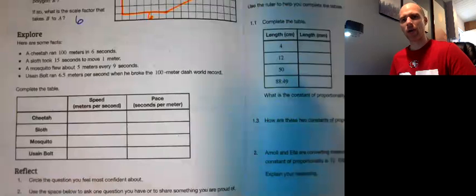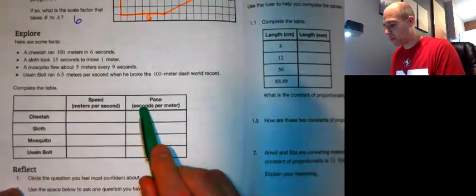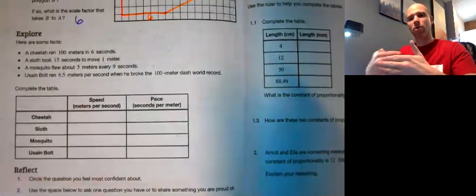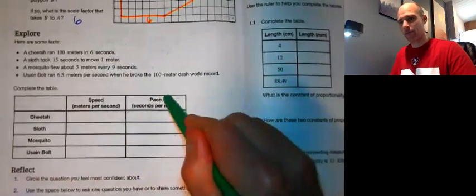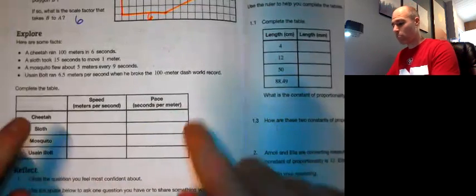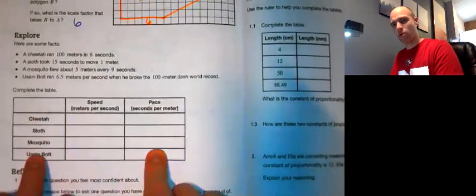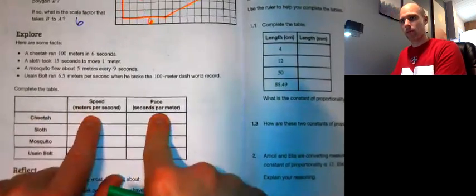We don't do that. We talk about our pace. We say, oh, I ran a 7-minute mile or an 8-minute mile. What you're saying is it took you such and such time per 1 mile, right? So when you say the time per distance, that's pace. So they want us to do this for all 4 of these animals or people, speed and pace.